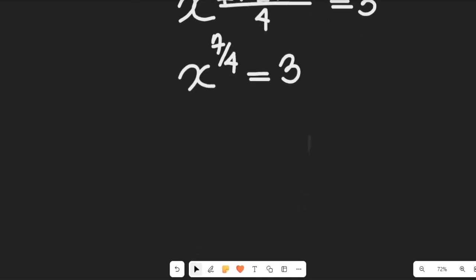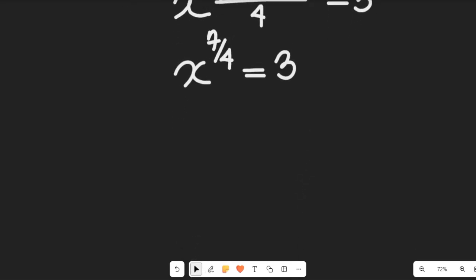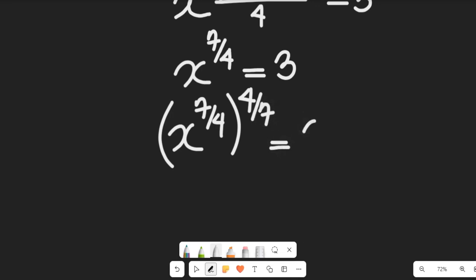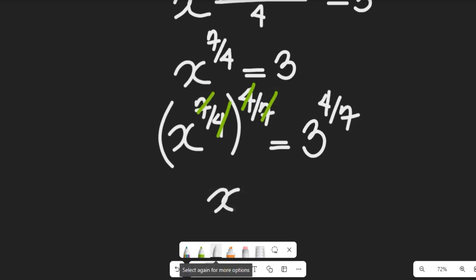Now, how do we find the value of x? To find the value of x, we can simply raise both sides to the power of 4 divided by 7. So this is going to give us x to the power of 7 divided by 4 multiplied by 4 divided by 7, and this will be equal to 3 to the power of 4 divided by 7. From this expression, 4 will clear 4, 7 will clear 7. Then our x will be equal to 3 to the power of 4 divided by 7.